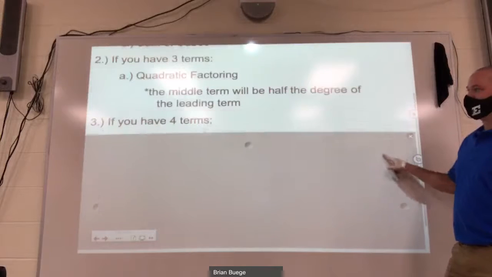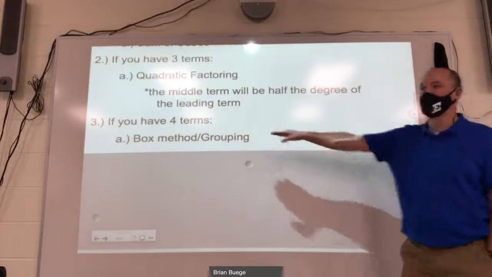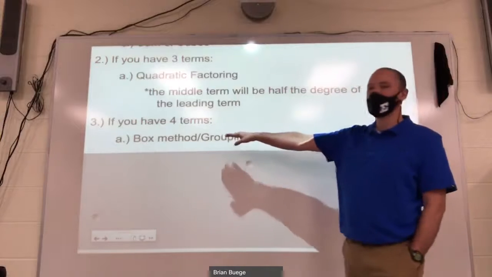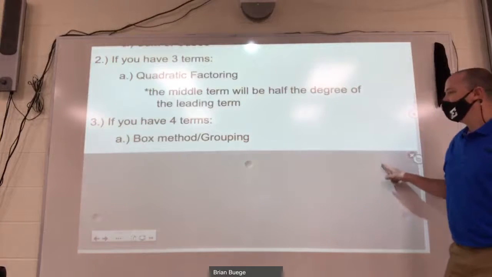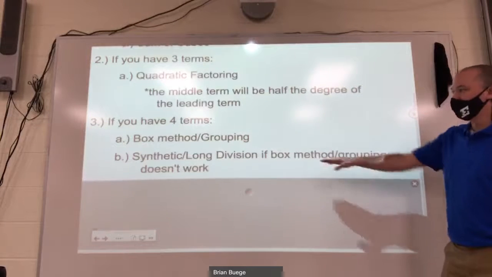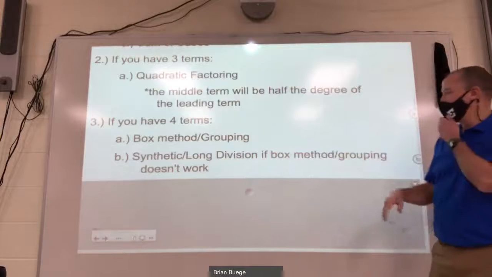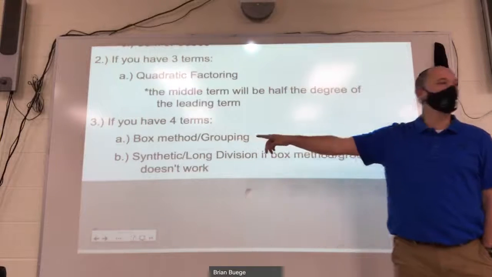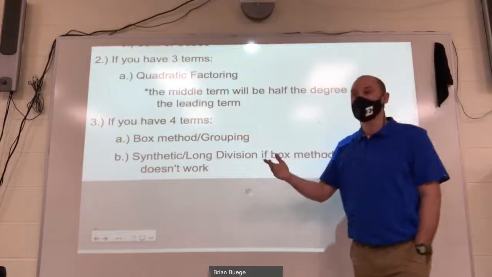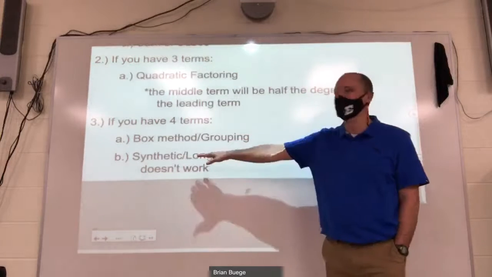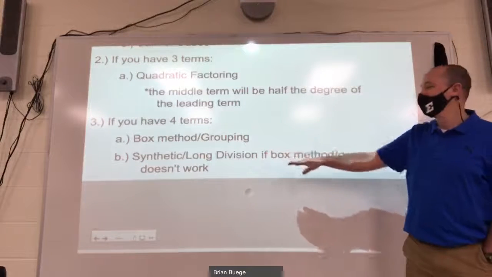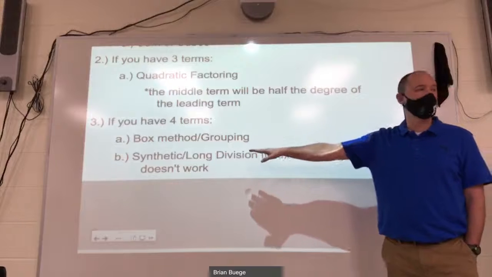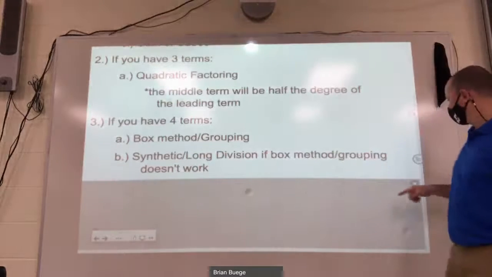If you have four terms, that's where the box method or grouping would come into play. Or you could use synthetic or long division if the box method or grouping doesn't work. If for some reason you're going through and it's just not working, and that does happen sometimes, it doesn't always work when you have four terms, then you would have to go to synthetic division or long division.